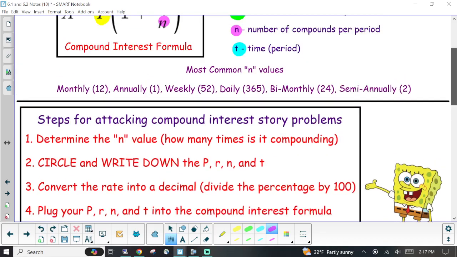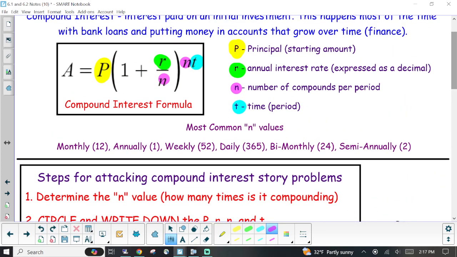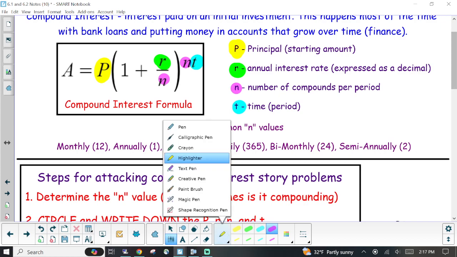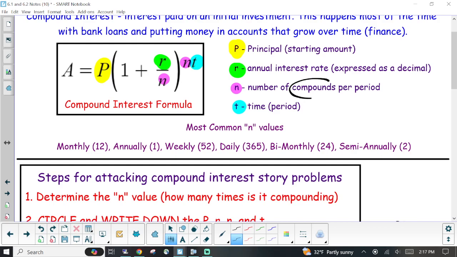Now, before I move on, this N is going to be in the problem. You're always going to be looking for the word that says compound. When we look at these word problems, you're going to notice it says compounds monthly or compounds yearly. N is just the number of times that thing happens in a year. So if it compounds monthly, how many months are in a year? 12. So my N value, if it says monthly, is going to be 12.